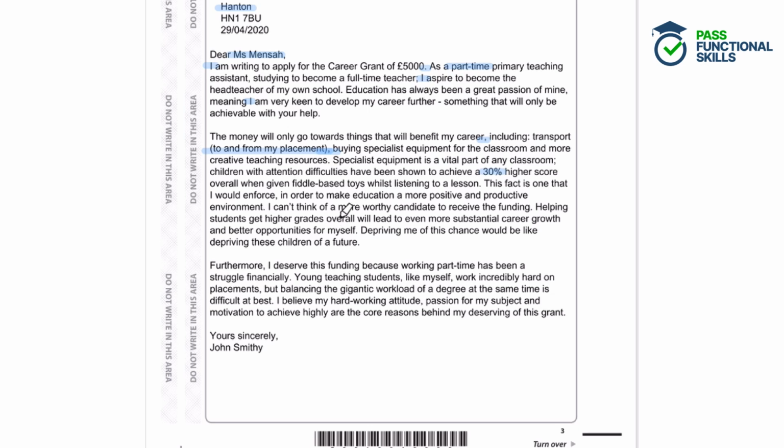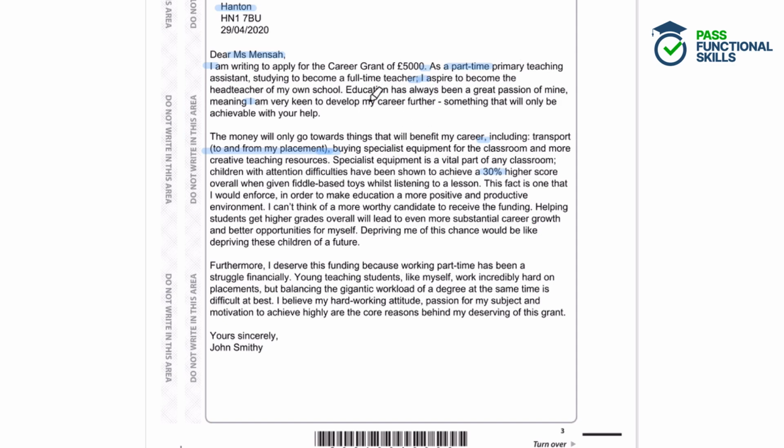However, we do have some pieces of punctuation that have been used incorrectly in this answer. So for example, here we have a semicolon, and this has been used incorrectly. So we know that this is incorrect because a semicolon is used whenever you want to draw two sentences that are linked together into one sentence. But in this sentence, this second clause here is needed. So we've got, as a part-time primary teaching assistant studying to become a full-time teacher, that wouldn't make sense on its own. So we need to use a comma to add more information rather than a semicolon.